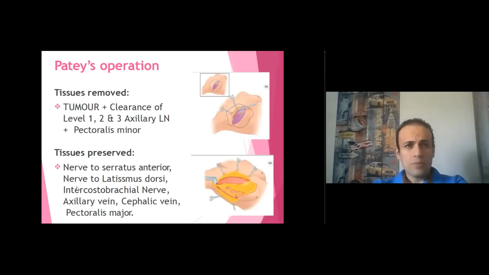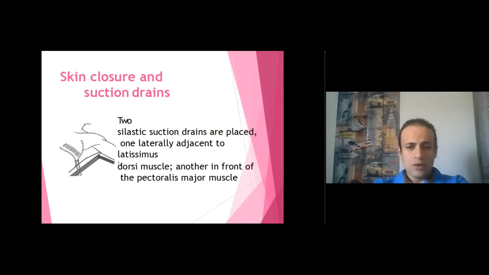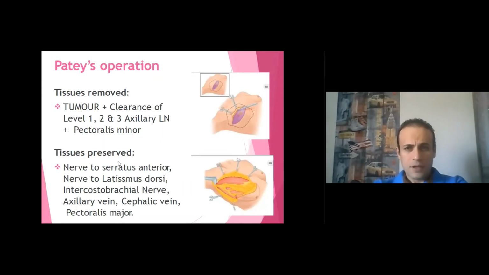Patey's operation is not used now. As I said, we remove the tumor. We also clear level 1, 2. Okay, this is the standard operation of the axillary dissection. But Patey's operation goes through a higher level, over the axillary vein, and goes through level 3, plus removal of the pectoralis minor. A radical operation that is not used now for its side effects.